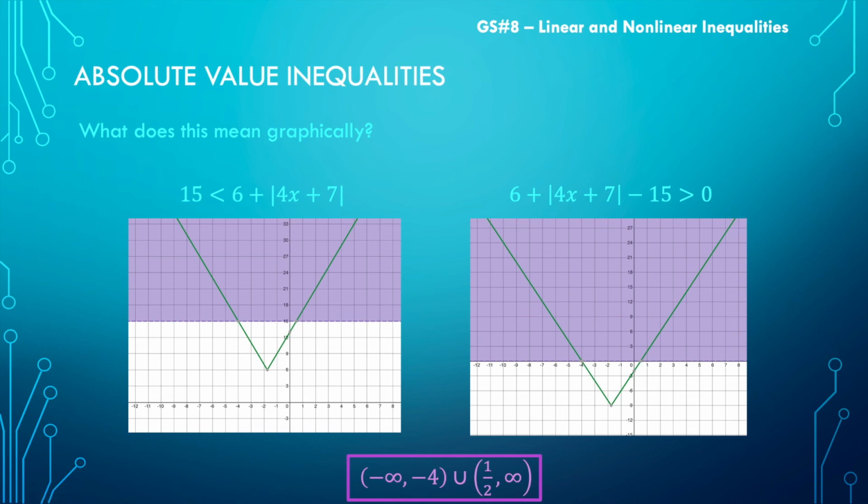That wraps up absolute value inequalities. Our final type of inequalities we're going to look at will be rational inequalities. I'll see you there.